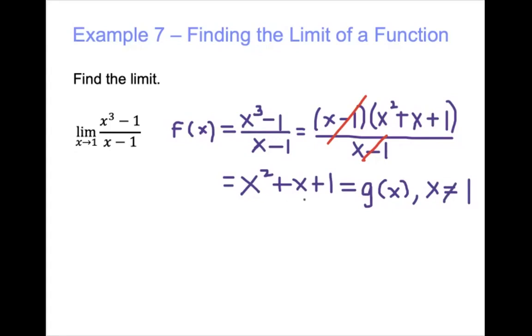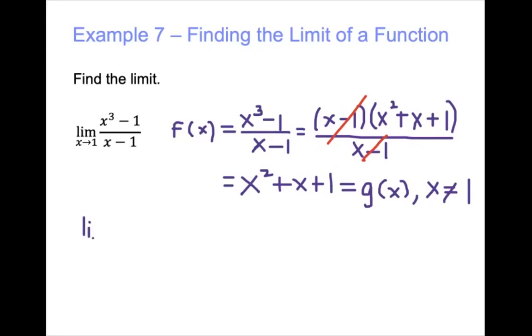Now notice that g of x is a polynomial, and polynomials have domains of all real numbers. Therefore, g of x is defined at x equals 1, and the limit as x approaches 1 of g of x does exist. Therefore, we can apply Theorem 1.7 to conclude that f of x and g of x have the same limit at x equals 1.